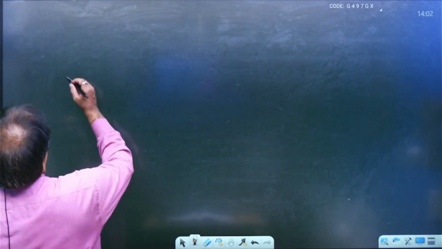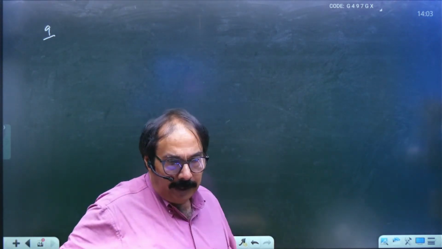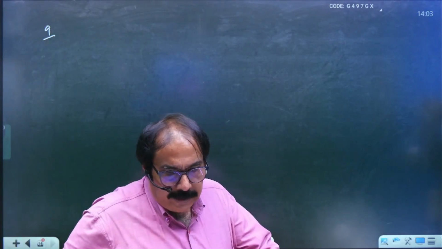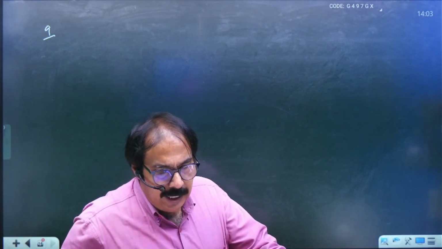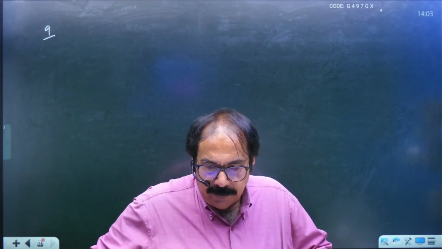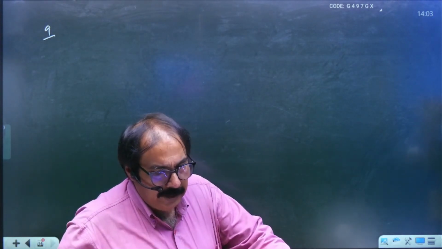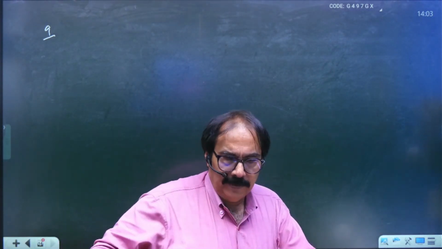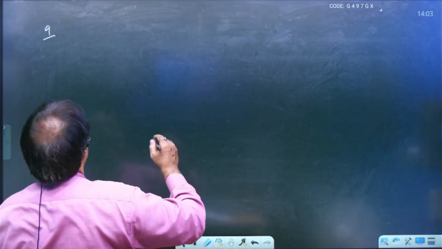Now the next question, I am taking question number 9. The ninth question is: the angle of elevation of the top of the building from the foot of the tower is 30 degrees, and the angle of the top of the tower from the foot of the building is 60 degrees. If the tower is 50 meters high, find the height of the building.